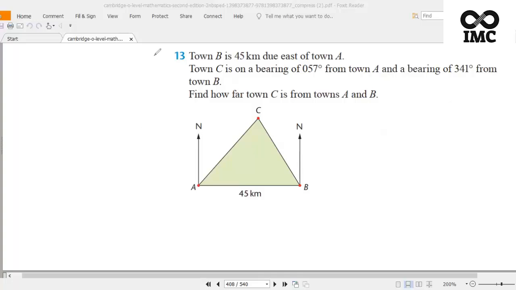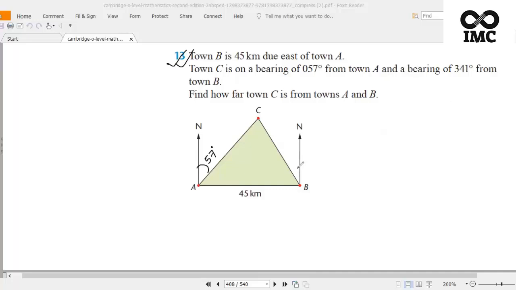Okay. Now, this is a very important question. Town B is 45 kilometers due east of town A. Town C is on a bearing of 057 degrees, so town C is on a bearing of 57 degrees. That means this angle will be 57 degrees from town A and a bearing of 341 degrees from town B.